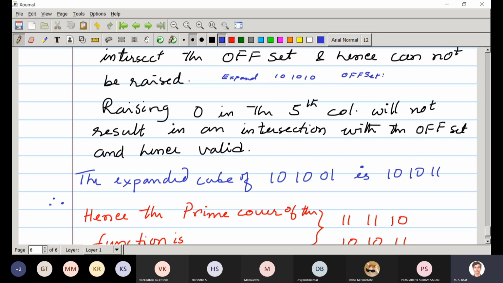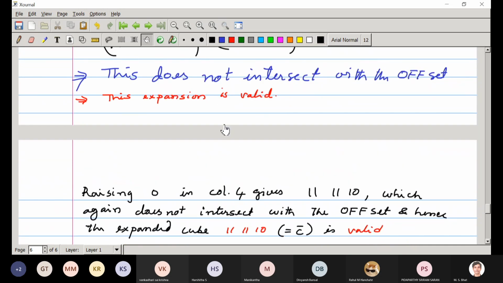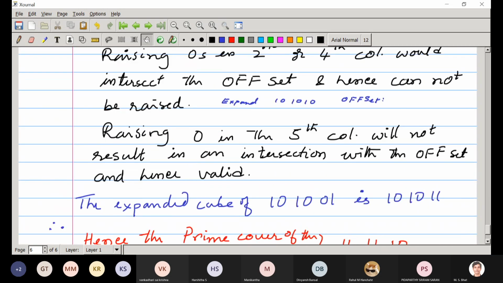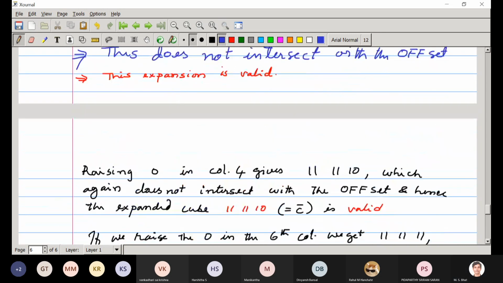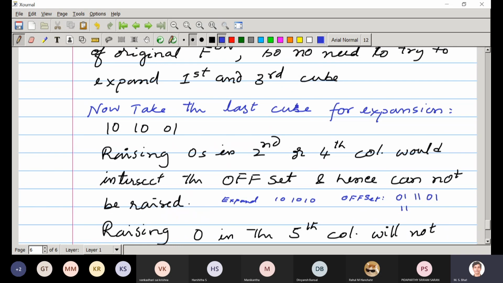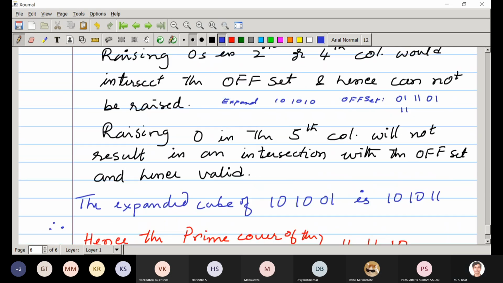What is our offset? Our offset is 0, 1, 1, 1, 0, 1, and 1, 1. 1, 1, 0, 1, 0, 1, 1, 1, 1, 1, 0, 1, 0, 1.